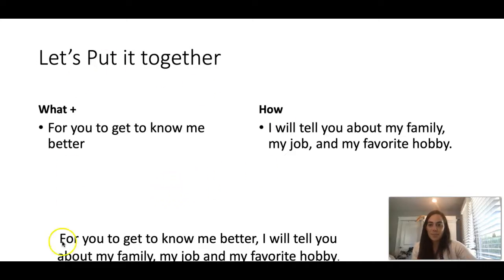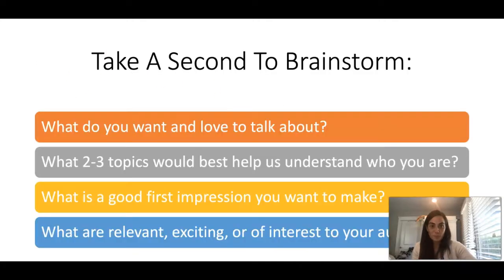Go ahead and try to practice a little bit on your own. Think about brainstorming a couple questions. What do you want and love to talk about? If you are excited about choosing these main point topics, you will show that in your delivery. Also, what 2 to 3 topics would maybe be best to help us understand who you are? Are there certain aspects about your personality, your dynamics, the way you work, something unique to you that you would want to communicate to your classroom audience?